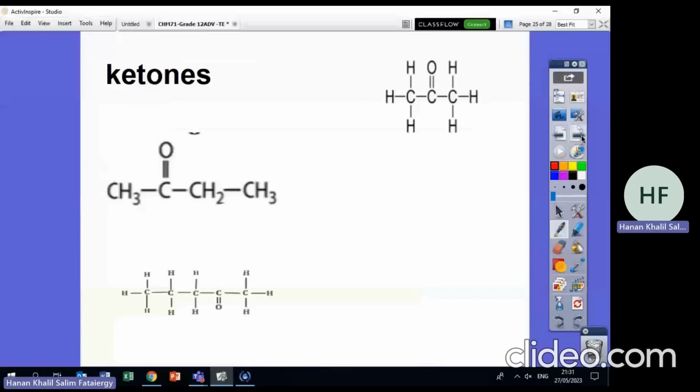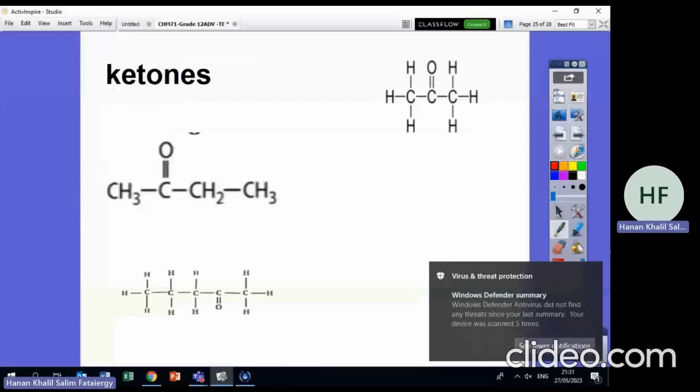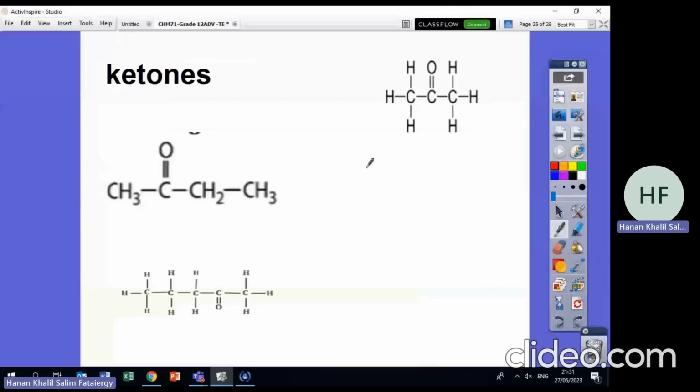Okay. Now we will start with lesson 8. In lesson 8 I want you to know what ketones are. Remember, ketones have oxygen. Where is the oxygen located? In the middle. I want you to put 2 lines under the oxygen. Okay, what does it mean? We have a C double bond O in the middle of the carbon chain. Okay, remember, the C double bond O is in the middle of the chain.